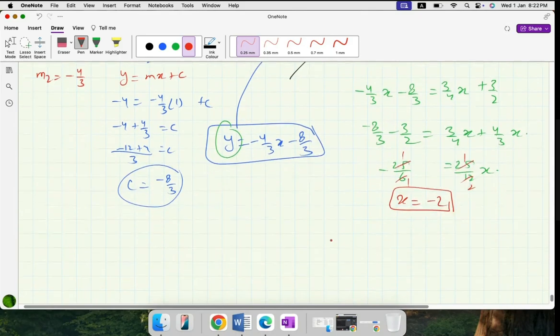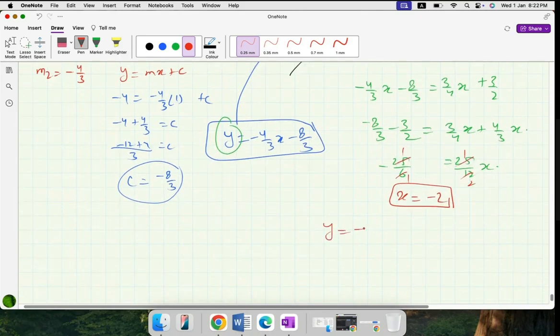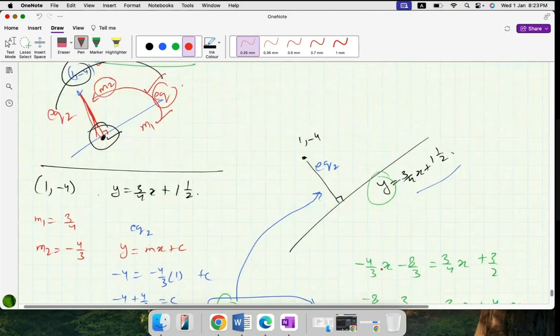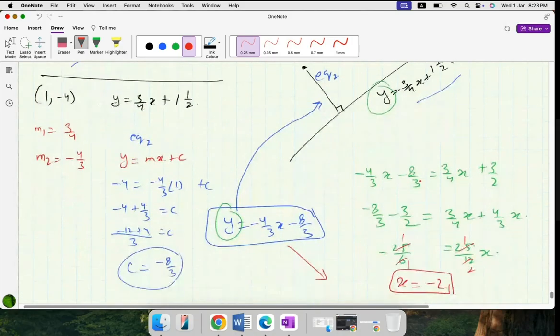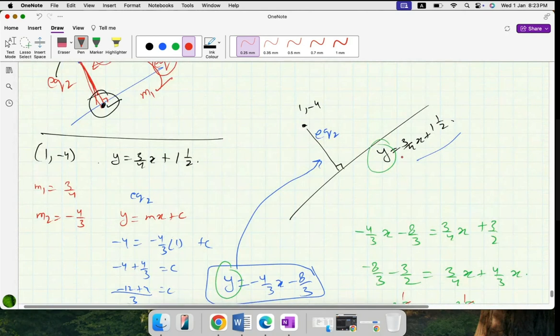Now we can use any equation to find y. y is equal to -4/3, I'm using this one, into -2, minus 8/3. So 8/3 minus 8/3, I'm getting y as 0. x was -2, quickly checking it: 3 into -2 by 4, yeah, 0. So this is x = -2, y = 0.